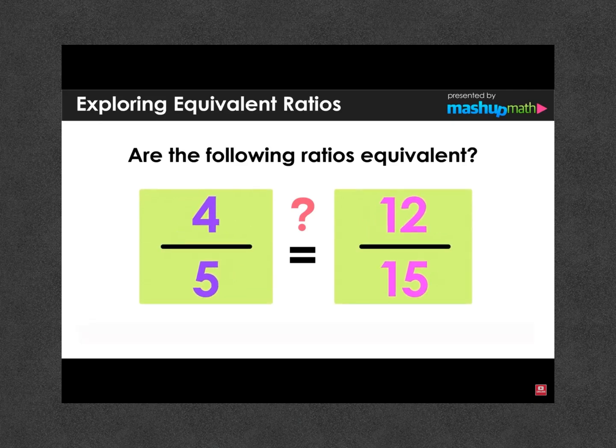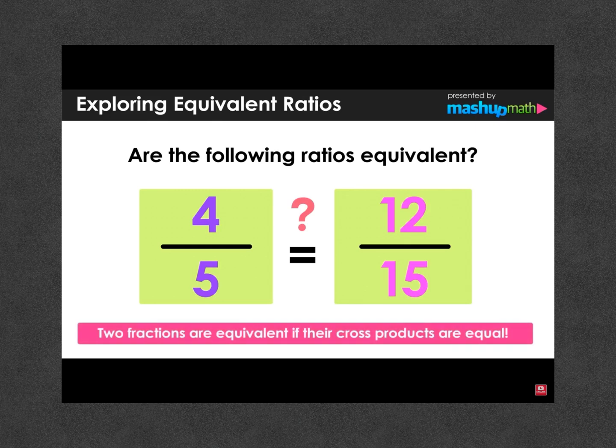Doing this allows us to determine if the 2 ratios are equivalent because we know that 2 fractions are equivalent if their cross products are equal. So we're going to go ahead and find those cross products and see if they're equal, and if they are, then we can say that these are equivalent fractions.